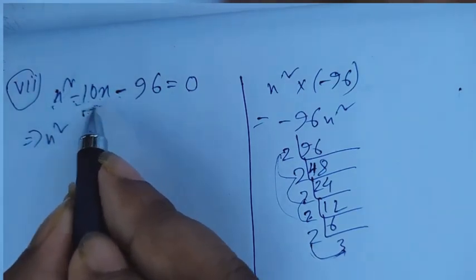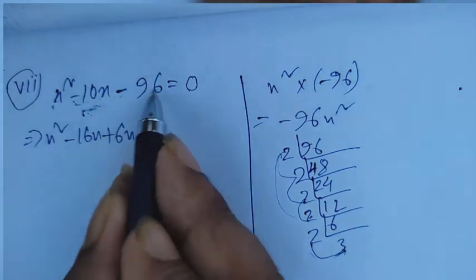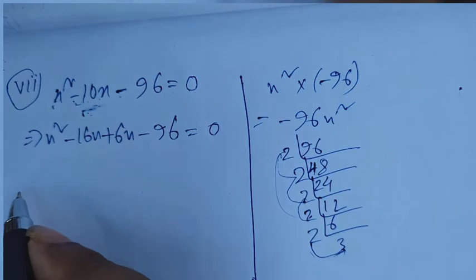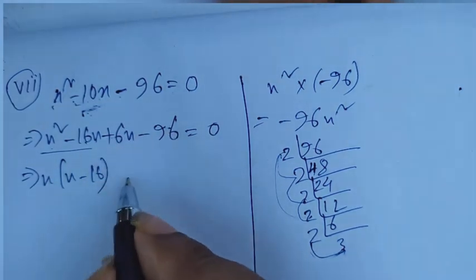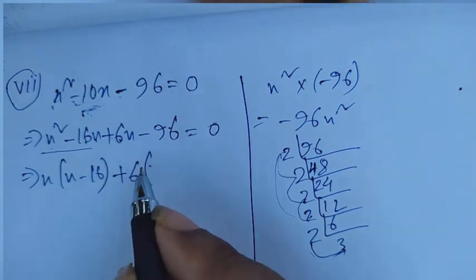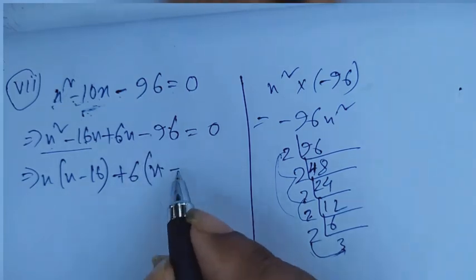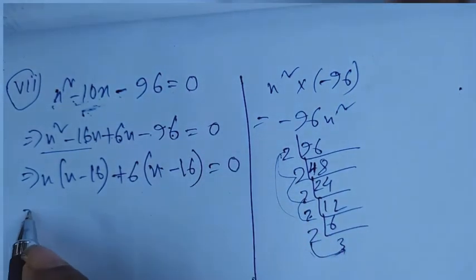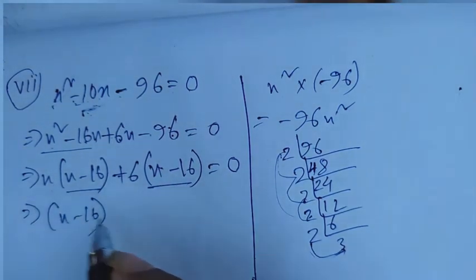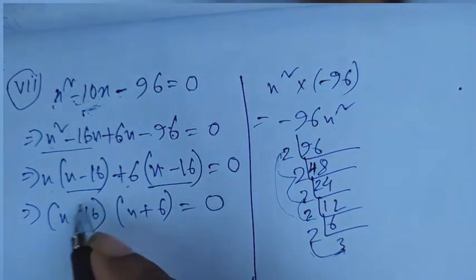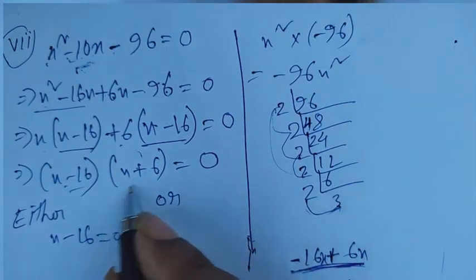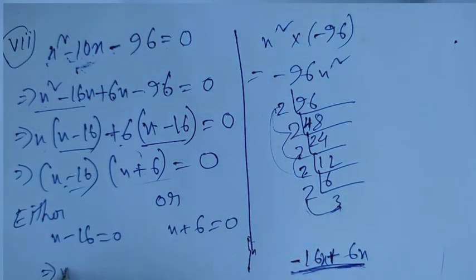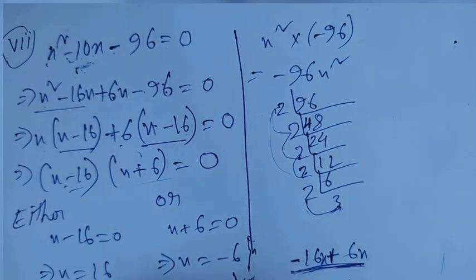x squared, in place of minus 10x, we will write minus 16x plus 6x. Now minus 96 equals 0. So from the first two terms, we can take common x. So it becomes x, minus x gone, then 16. Then from these two terms, we can take common 6, then plus 6 into x, minus 6 into 16, it is 96. Now we can take common these two, x minus 16, here x, then here plus 6. Now the product of two numbers is equal to 0, then either of the two is to be equal to 0. So either the first expression x minus 16 equals 0, or the second expression x plus 6 equals 0. So x equals 16 or x equals minus 6. Done.